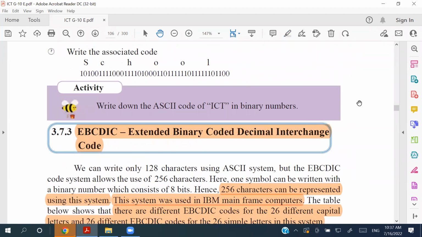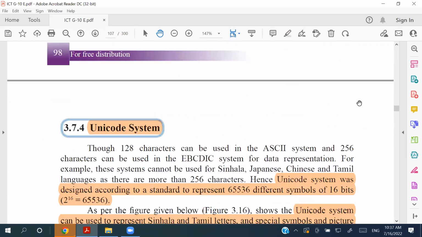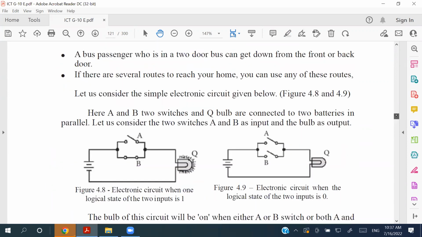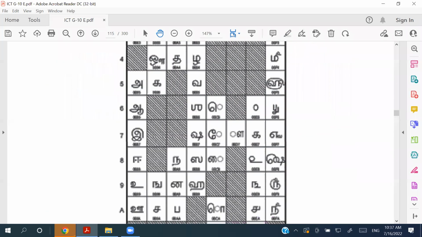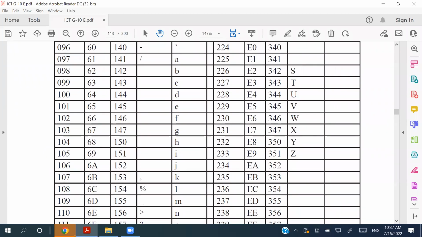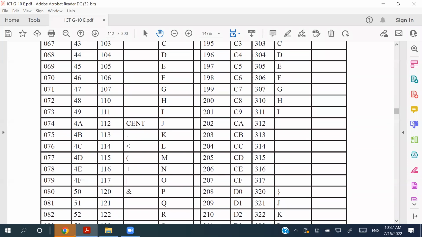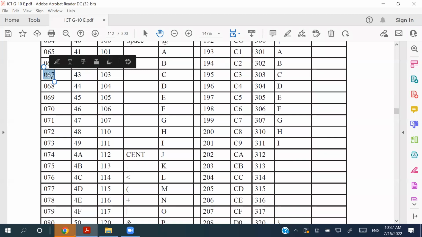So yes, they are asking you to write the ASCII code for ICT. So all 3 letters are in capitals, right? So you can find the references from this particular chart, right? So yeah, here it comes. So the C is considered as 67 in decimal.